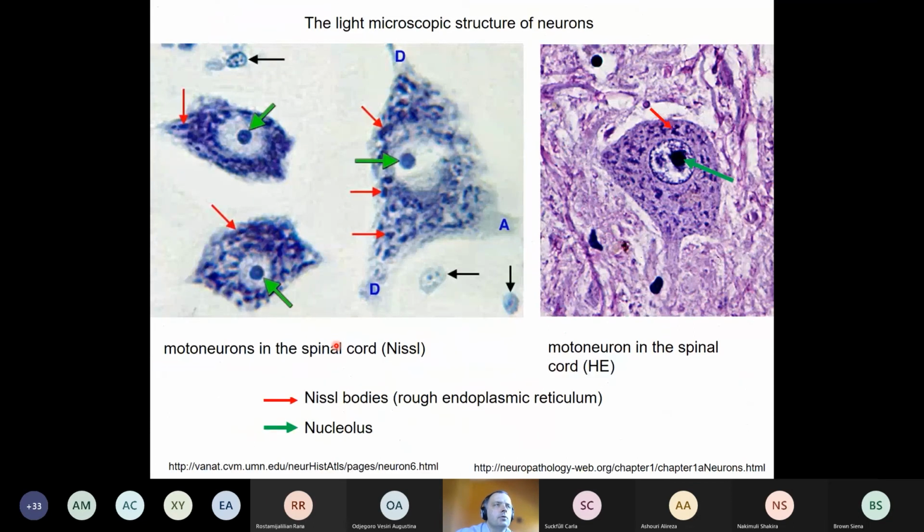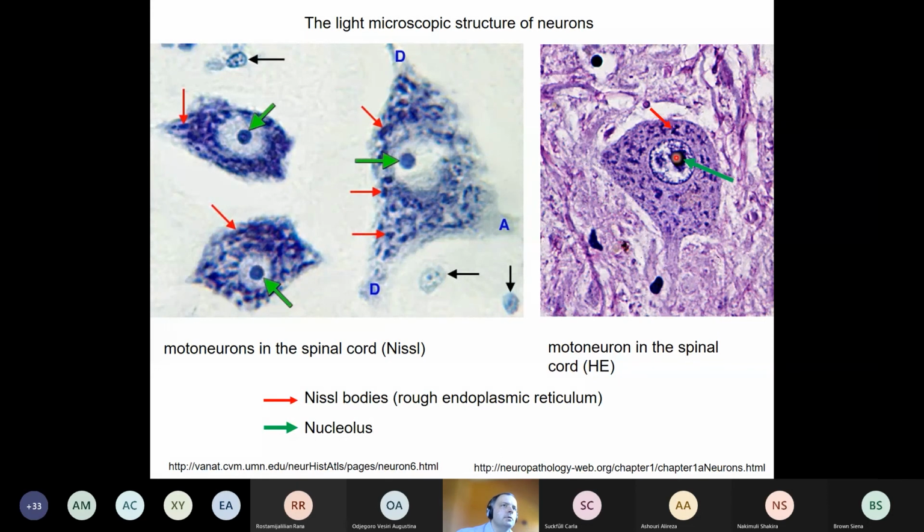But how does this neuron look in general? This is a high power magnification image of neurons in the spinal cord. They are multipolar cells with Nissl staining and with hematoxylin eosin staining. And please note that the cells are pretty blue with Nissl staining and pretty dark basophilic with hematoxylin eosin staining. This is related to their rough endoplasmic reticulum. The Nissl bodies belong to the rough endoplasmic reticulum. This is blue with Nissl staining, and it is basophilic with hematoxylin.